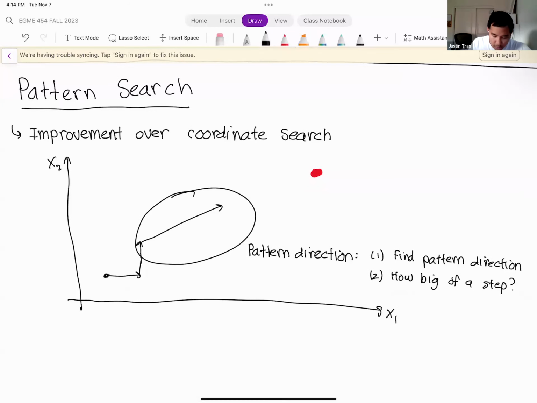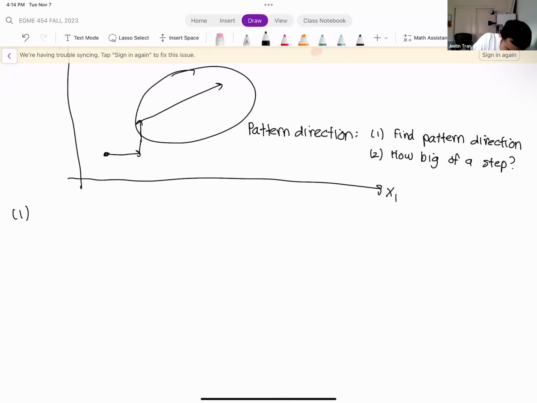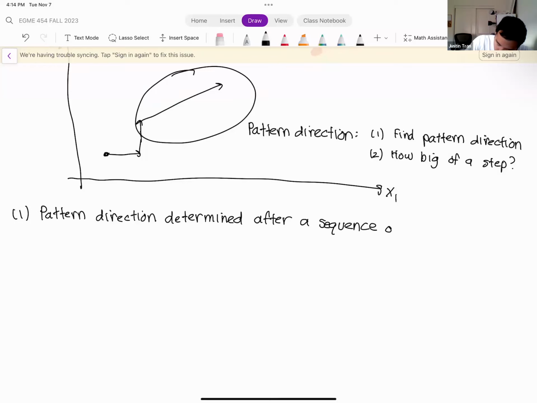On Thursday, the last thing we talked about before leaving was step one of this process, finding that pattern direction. I'll summarize it here. The way we find the pattern direction is after a sequence of coordinate steps. In particular, we'll call the pattern direction P_i, where the vector P_i is equal to x_i minus x_(i-n).